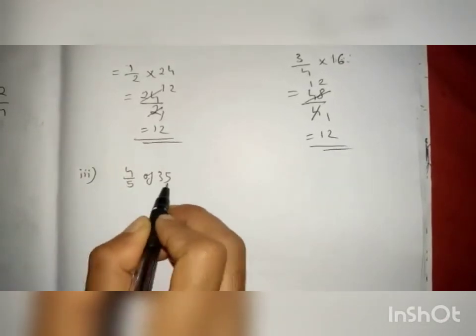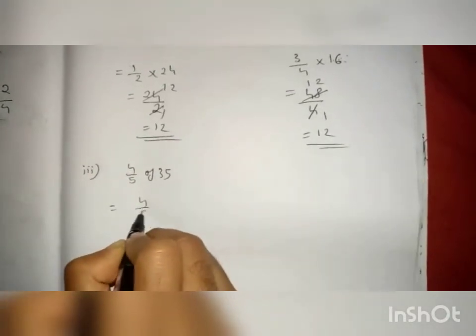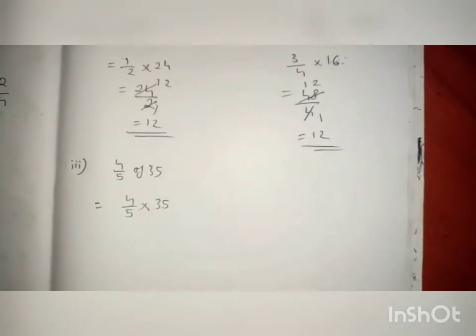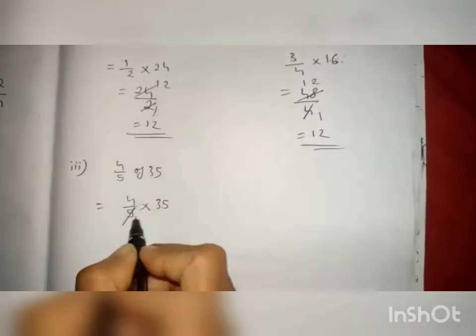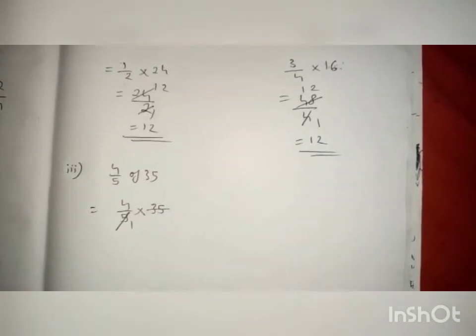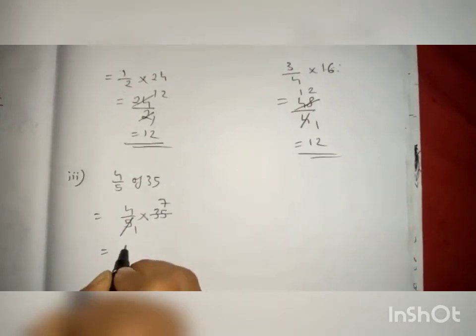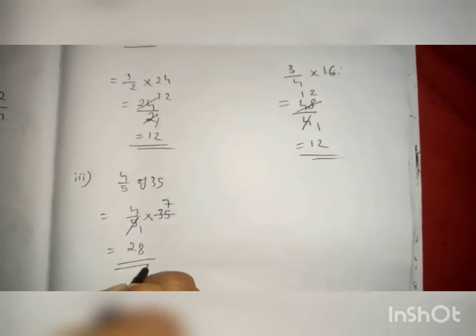Next, 4 by 5 of 35. Same way, 4 by 5 into 35. We'll use the simpler, easy method only. 5 1s are 5. 5 how many are 35? 5 7s are 35. Then 4 7s are 28. So the answer is 28.